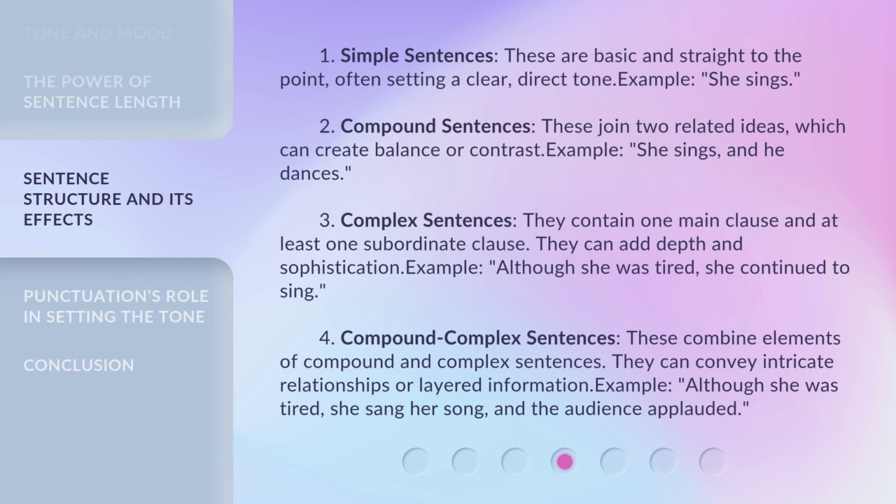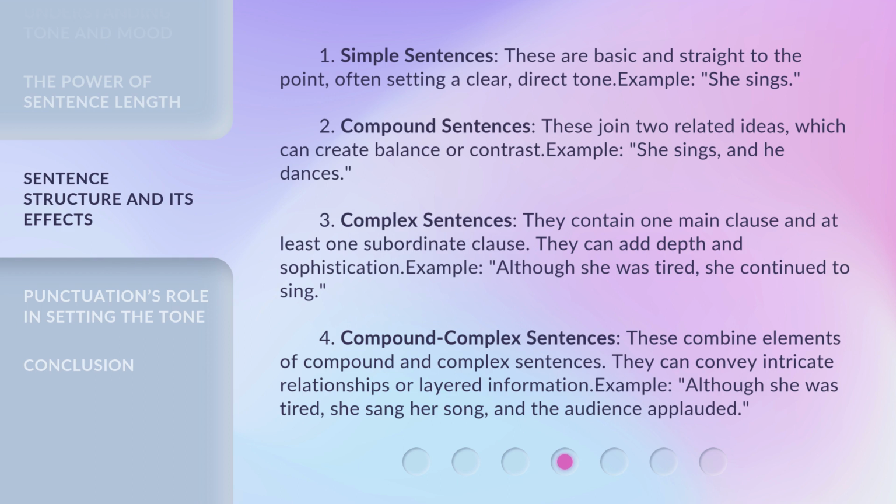1. Simple sentences. These are basic and straight to the point, often setting a clear, direct tone. Example: She sings. 2. Compound sentences. These join two related ideas, which can create balance or contrast. Example: She sings, and he dances.